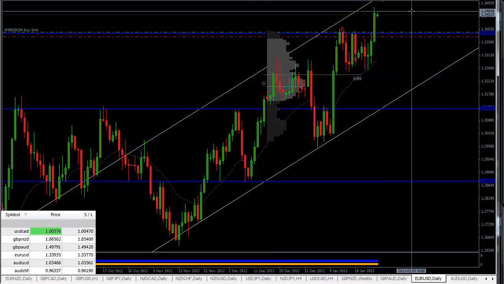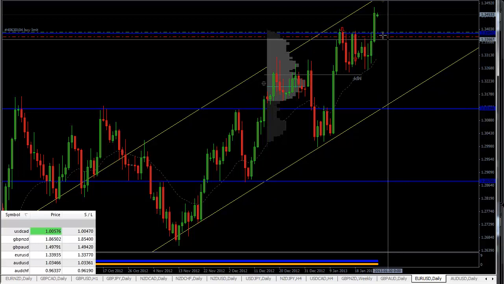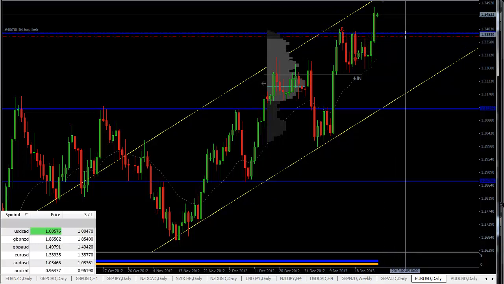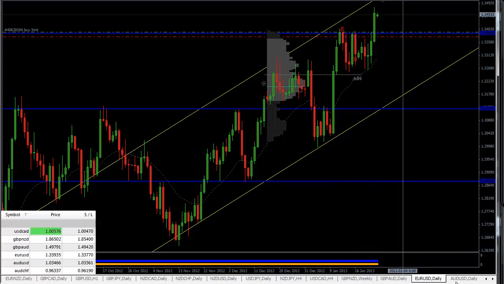We're looking for a pullback and continuation of this breakout. If that doesn't happen, just like the other ones, if it comes back into this range, I'll take a bounce and test of this support and resistance and go short back to the other side of the range. So that's the game plan on the euro dollar.